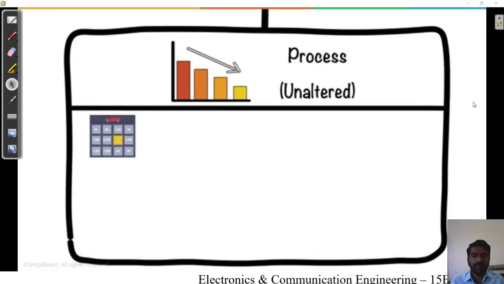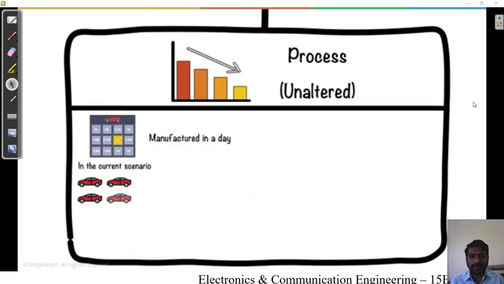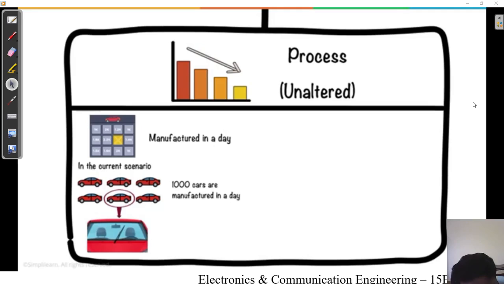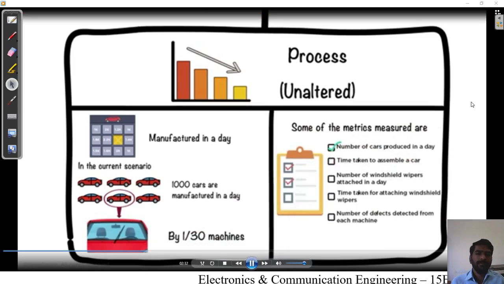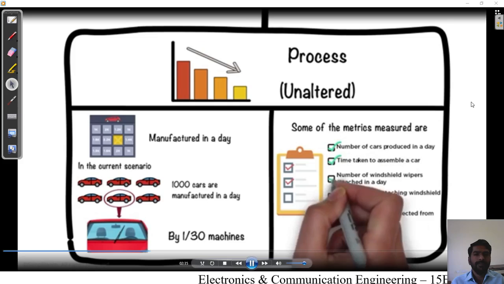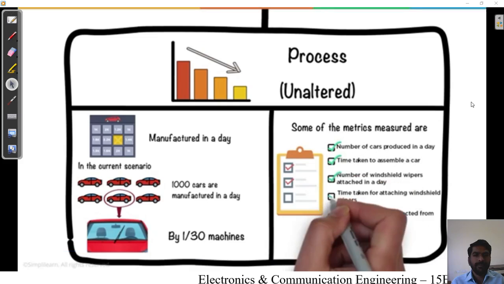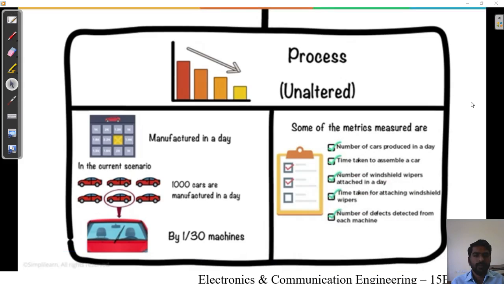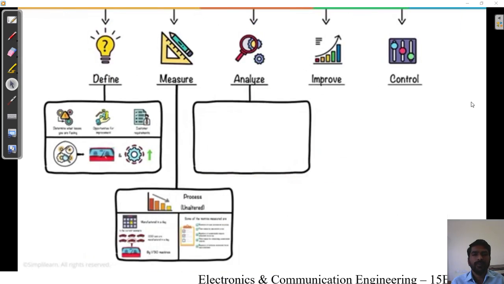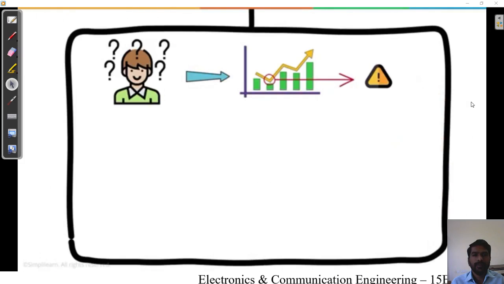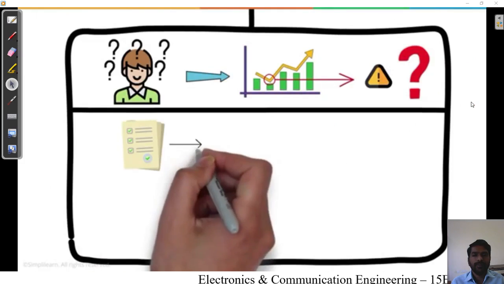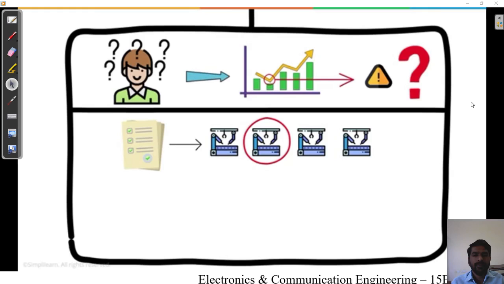You determine the current number of cars that are manufactured in a day. In the current scenario, 1,000 cars are manufactured in a day, and each of these cars are outfitted with a pair of windshield wipers by one of 30 machines used. Some of the metrics measured are how many cars are produced in a day, time taken to assemble a car, how many windshield wipers were attached in a day, time that takes them to do so, defects detected from each machine on assembly completion, and so on. Following this, in the Analyze phase, you determine what caused the defect or variation. On analyzing previous data, you find out that one of the machines that installed the windshield wiper was not performing as well as it was supposed to.